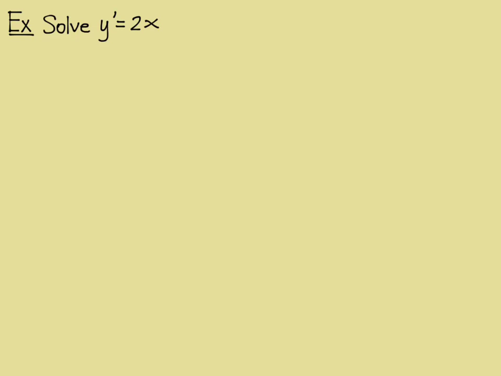Let's look at the following differential equation. So y prime equals 2x. When we ask to solve this differential equation, we're asking for you to find the value y such that it's a function of x and it satisfies both sides of the equation. So we want to take the antiderivative of both sides.